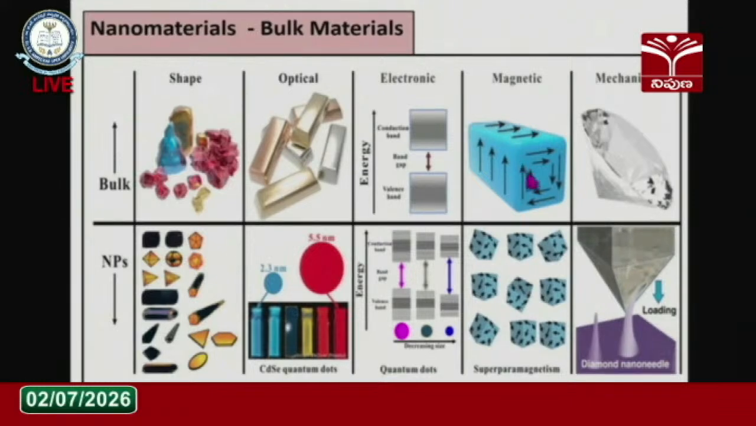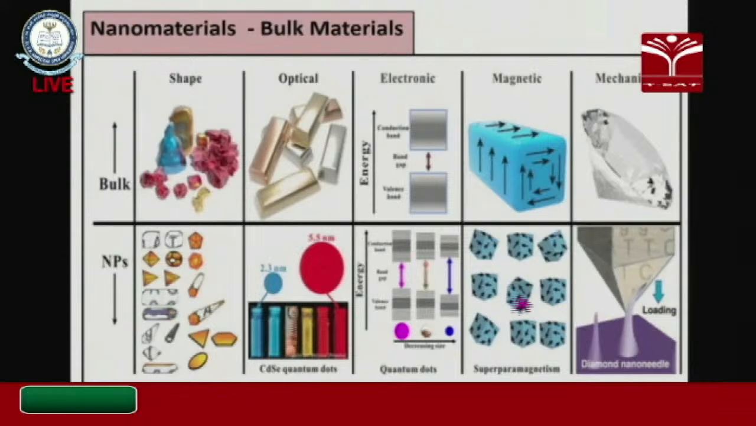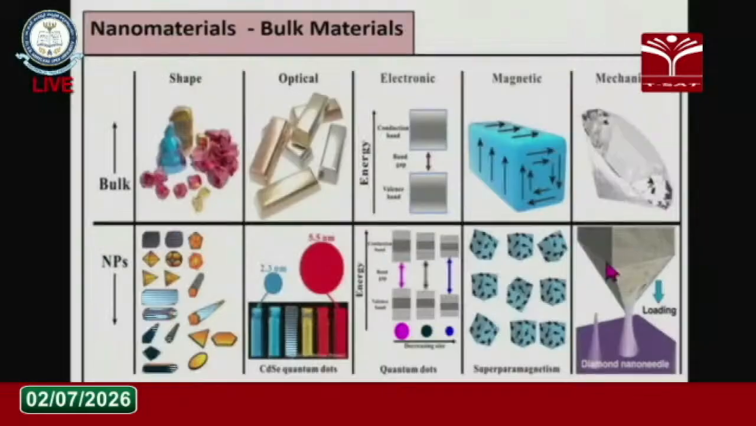Now coming to the magnetic properties, here you can see the bulk magnetic domain, which is divided into many nanoparticles occupying more space, increasing the magnetic ability or attracting power of nanomaterials. Coming to the last, the mechanical property: we know diamond is very strong and we cannot divide it, but even better strength can be seen in nanomaterials because of the grain boundaries.